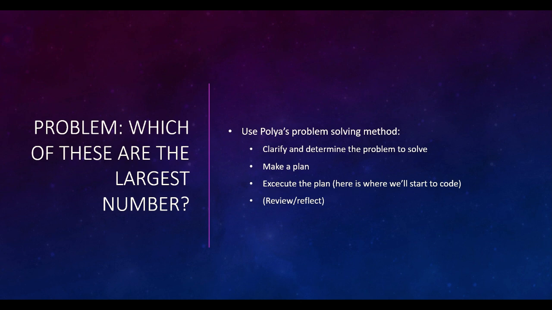The first one is to clarify and determine the problem to solve. Second one is to make a plan. Third step is to execute the plan. Execution here means coding it. And then fourth is review or reflect, which is also really important because as a programmer, you shouldn't just write code, you should also look for ways to optimize and refactor the code.